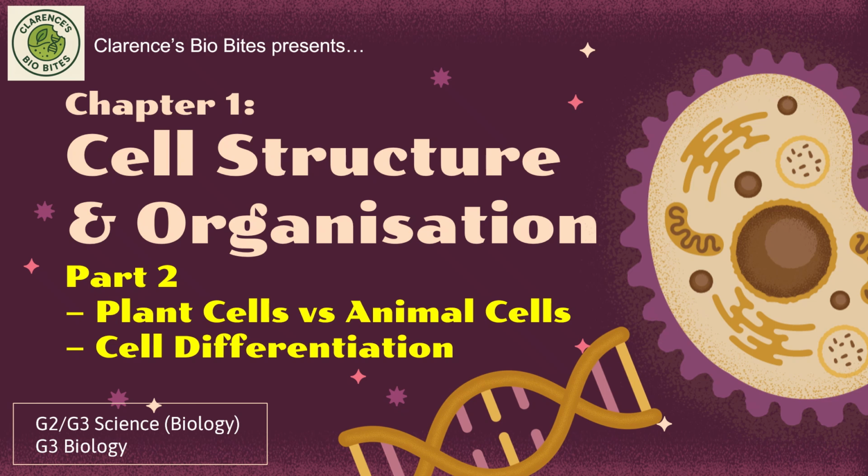So this is part 2 of chapter 1. In this video, I will be talking about two main things. The first one is on the comparison between a plant cell and an animal cell. And the second one, right, I will be highlighting three cells that have undergone this process known as cell differentiation.